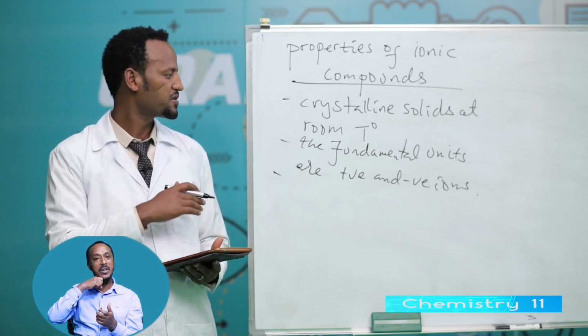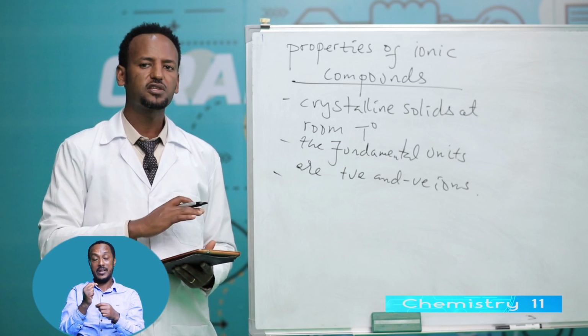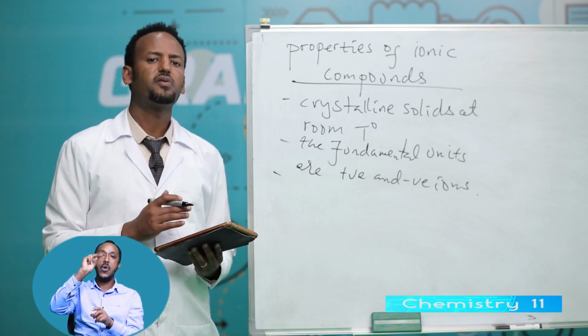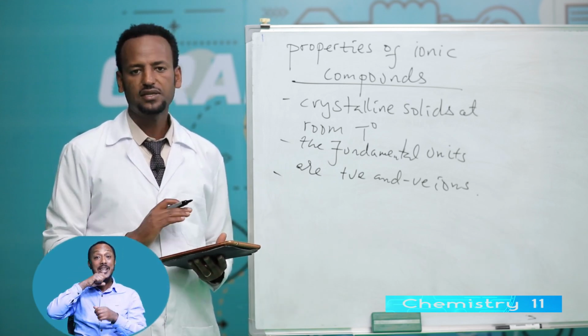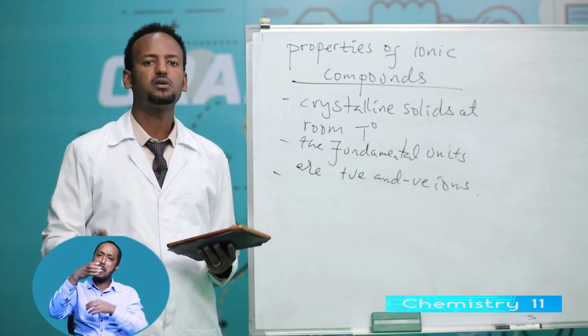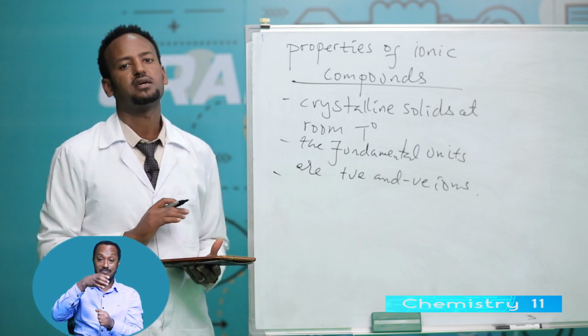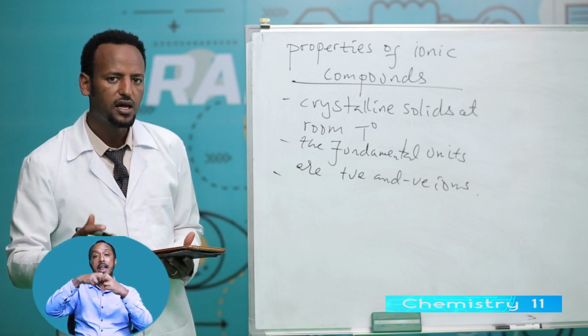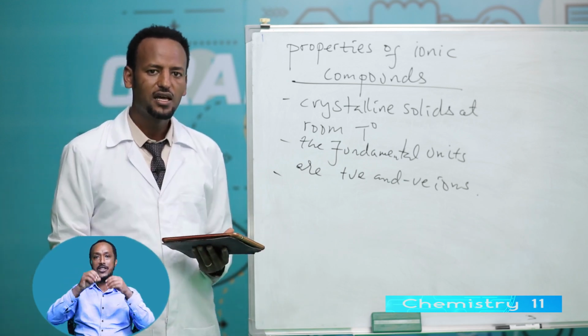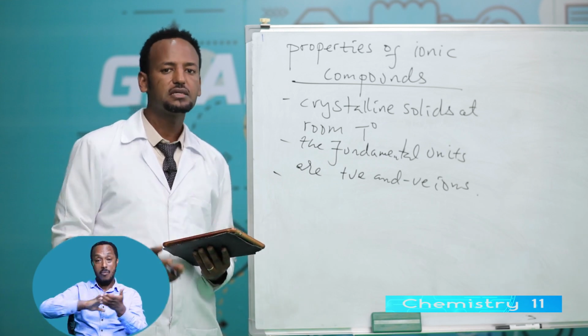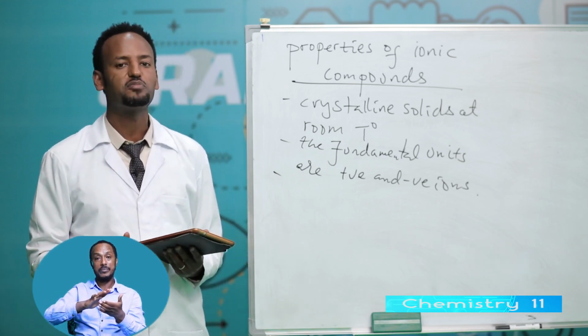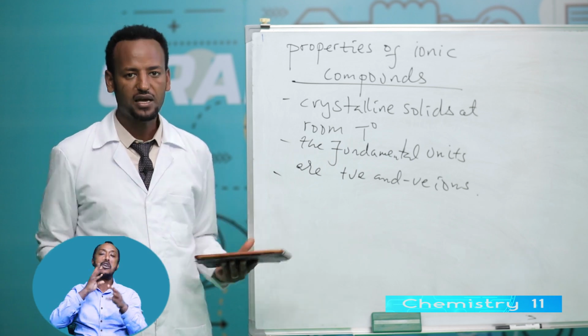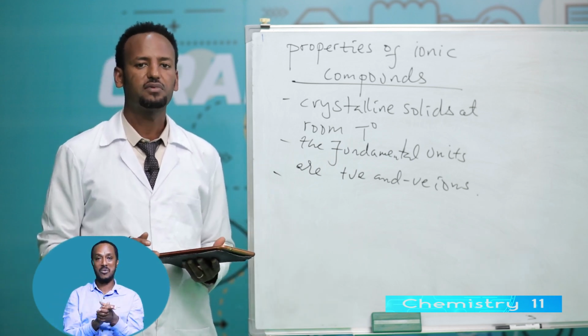Crystalline solids at room temperature. The fundamental units are positive and negative ions. Ionic compounds in solid state do not conduct electricity. Ionic compounds in aqueous solution or in molten state conduct electricity. Ionic compounds have high melting point and high boiling point. Ionic compounds are non-volatile. Ionic compounds are very resistant to heat, but easily broken by water, easily soluble in water. Most ionic compounds are soluble in water.